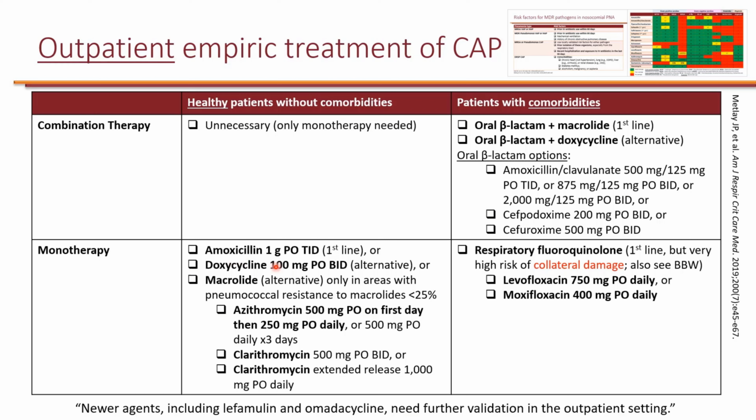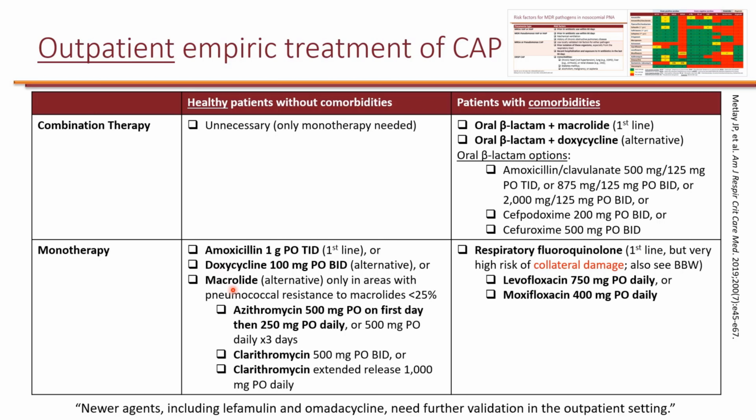Now, alternatively, if someone cannot tolerate amoxicillin because of contraindications or because of penicillin allergy, we can use doxycycline or a macrolide. The two macrolide options are azithromycin and clarithromycin. The reason doxycycline is considered an alternative is basically because of limited clinical trials with doxycycline. There are more clinical studies with amoxicillin, so the efficacy of amoxicillin is proven and it's relatively safe.